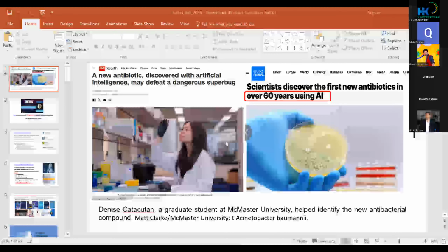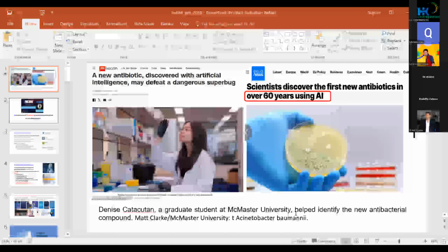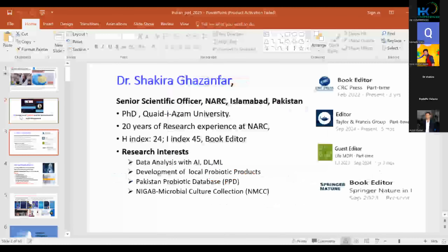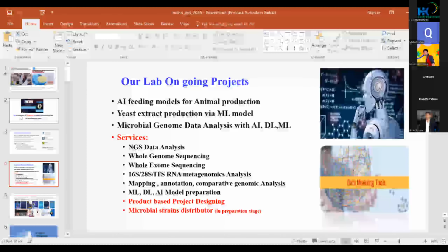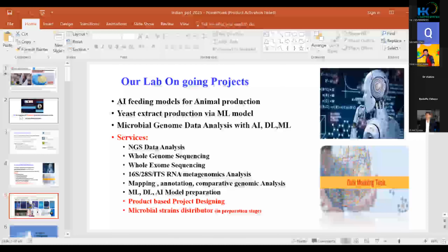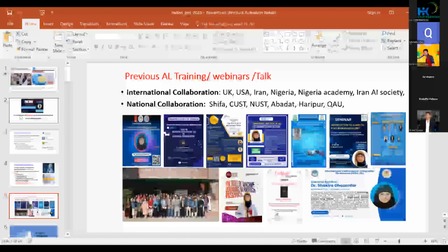I am Dr. Shakira Ghazanfar, and I'm working as a senior scientific officer at Pakistan Agriculture Research Center. Here is a brief introduction of our lab's ongoing project. We are using deep learning, machine learning, and AI algorithms in our research to filter out different types of microbial strains to make new products in our country. We are also providing different types of microbial strains for research in our society. There is also a brief introduction regarding our team talking at different events about AI in microbiology research.